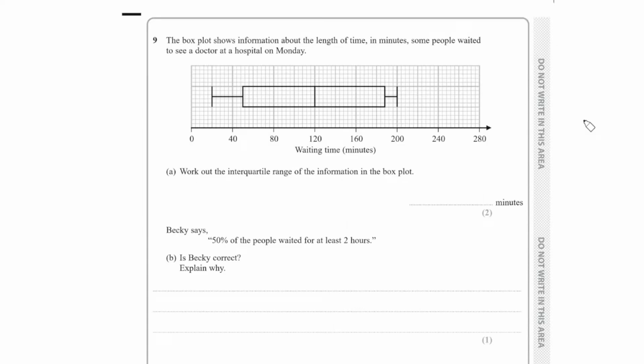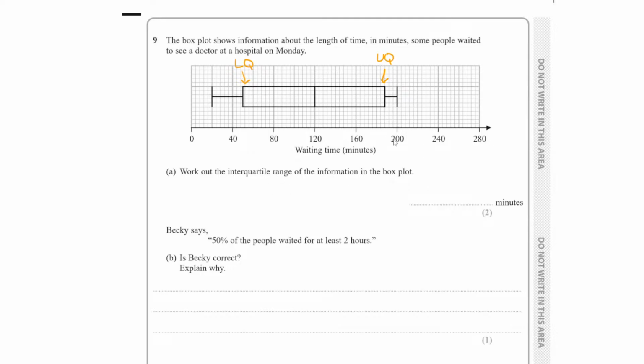Question 9, we've got box plots. Again, something that might come up in the next papers because you haven't had box plots yet. The box plot shows information about the length of time in minutes some people waited to see a doctor at a hospital on Monday. We've got the whole box plot, work out the interquartile range. So hopefully you know that the interquartile range is basically this whole box here, isn't it? That's the lower quartile mark, and then this one is the upper. So the interquartile range is just those two subtracted.